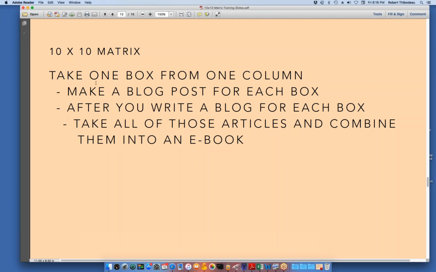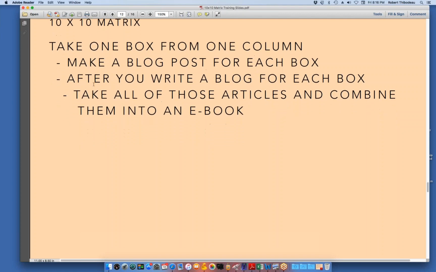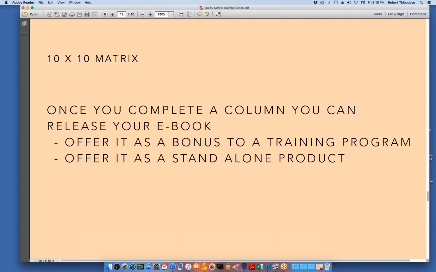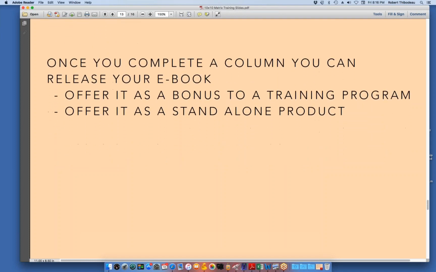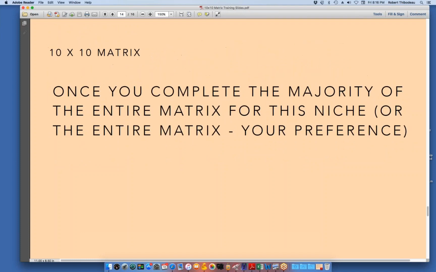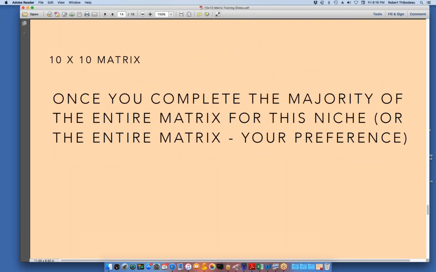You combine all of them into an ebook, and then you offer the ebook to your email list, maybe as a giveaway. You could sell it as part of the training program, purchase this training program, and I'll give you this free ebook. Something like that. Use it as a bonus in your training. Now, once you complete a column, just release the ebook, as I said, as a bonus training or as a standalone product.